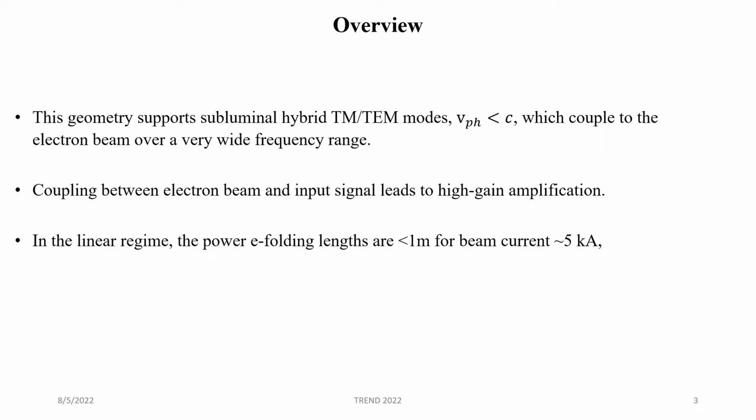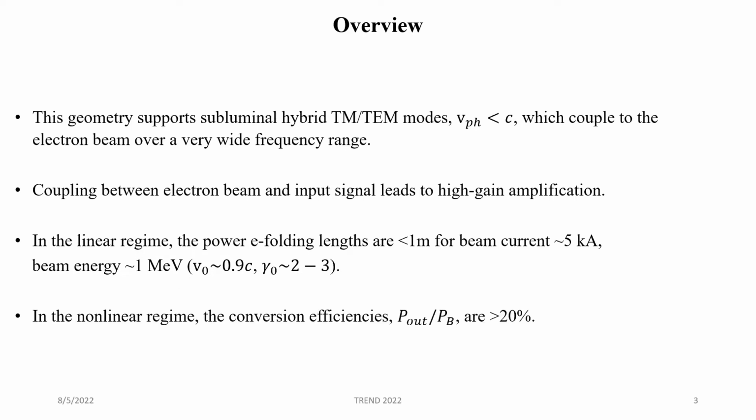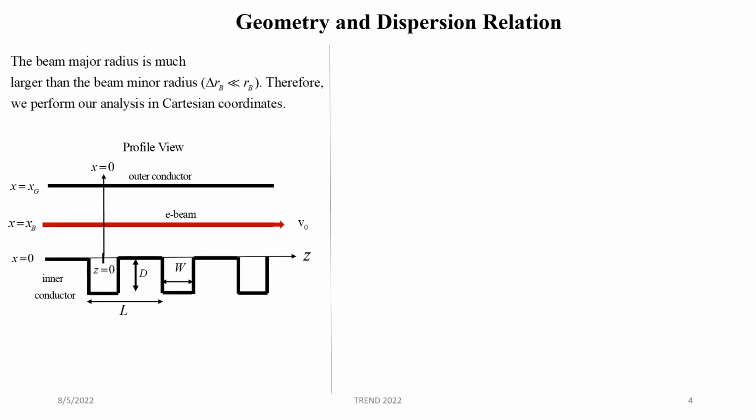In the linear regime, we were able to find that the power e-folding length, which is just the length for the power to increase by a factor of e, was less than 1 meter for beam currents of around 5 kiloamps, and with energies on the order of 1 mega electron volt. And we also defined, in the nonlinear regime, conversion efficiencies, which is the ratio of the output wave energy or power to the input electron beam power, and these were over 20%.